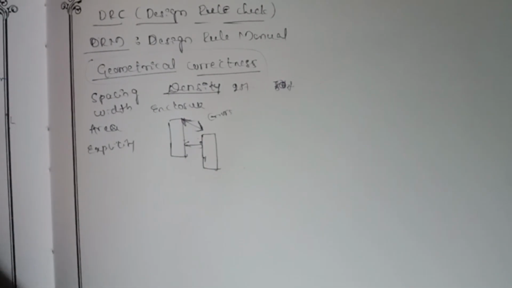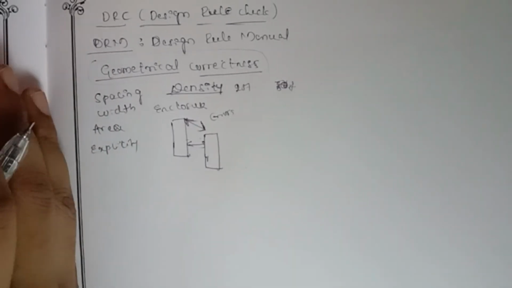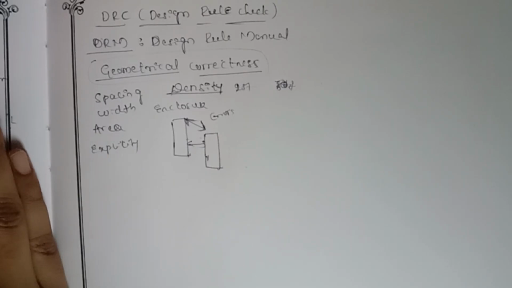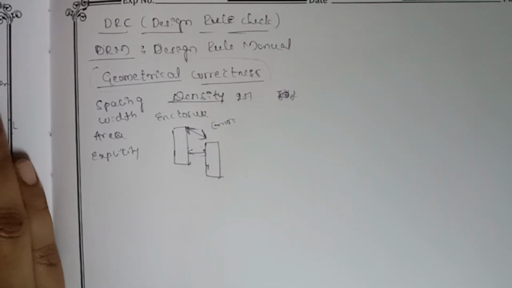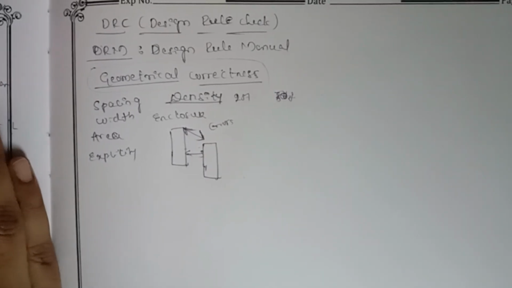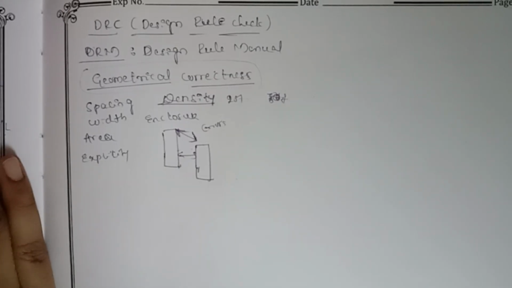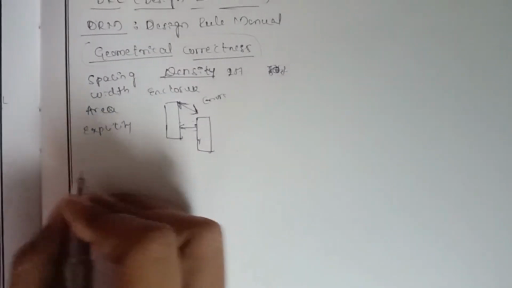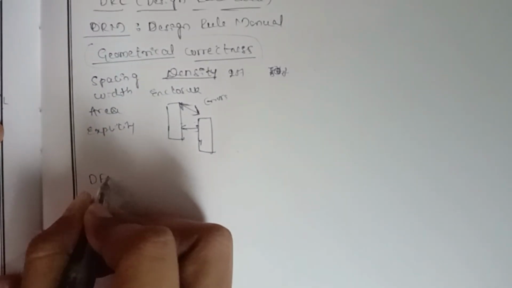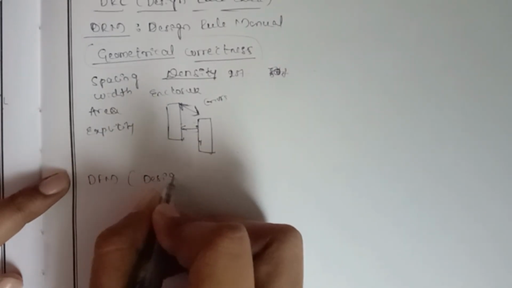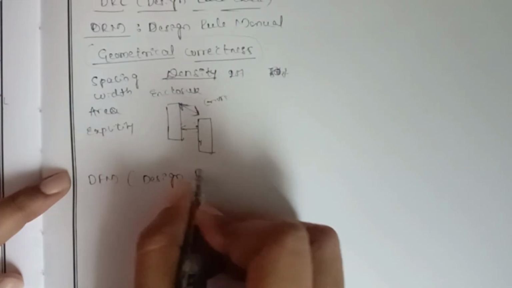We can't say that if DRC is clean then the chip will work. We can't say that. It totally depends on the fabrication. It's our assumption that if we do these things, our chip will work fine and robustly, and it will last many days. And in DRC only there is another thing, DFM. DFM is design for manufacturability.